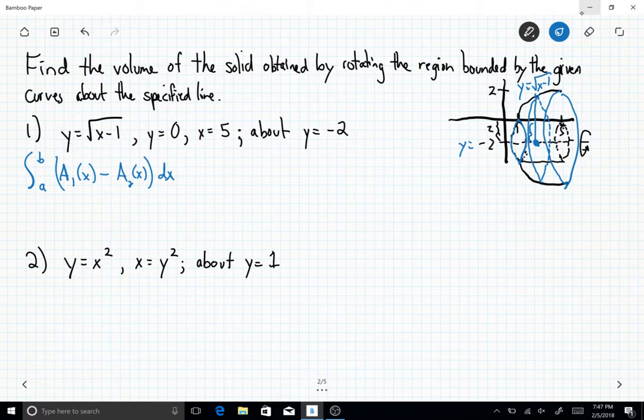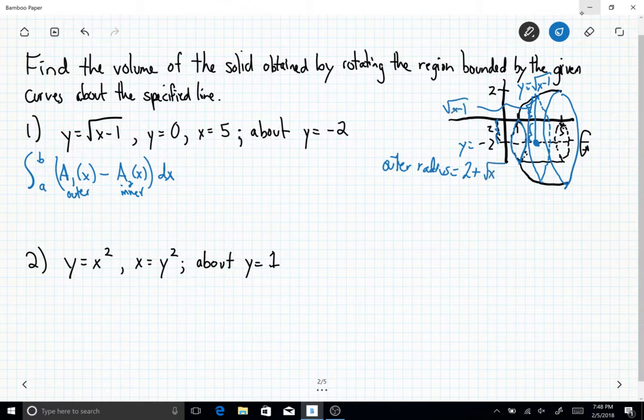Well, to illustrate, let's do the outer. And so this one's your outer surface, and this one's your inner surface. So what happens with our outer? Well, the outer radius, let's take a look. Because we're revolving in a circle, it's going to be pi r squared. So what's that outer radius? Well, notice we had that distance of 2 here. So it'd be 2 plus the extra distance from here to here, which would be the square root of x minus 1. So you get 2 plus the square root of x minus 1.